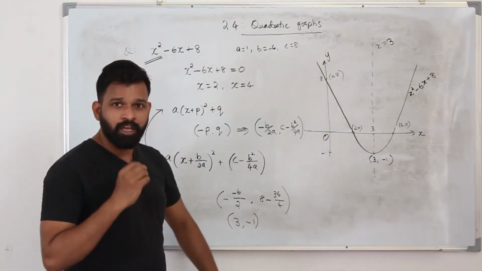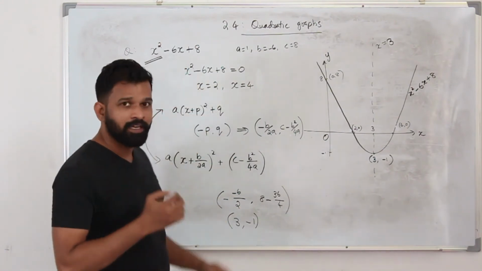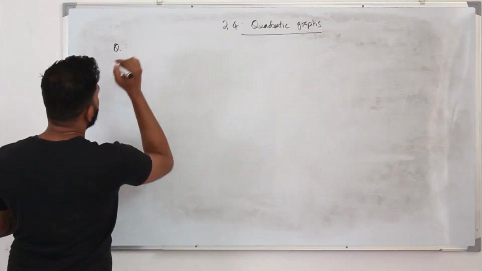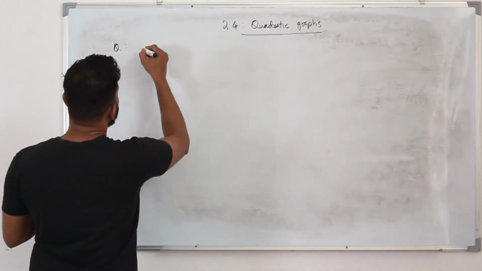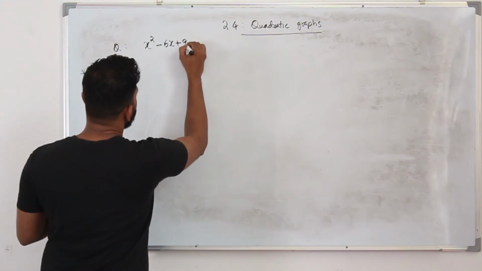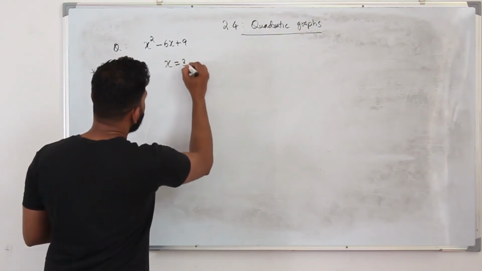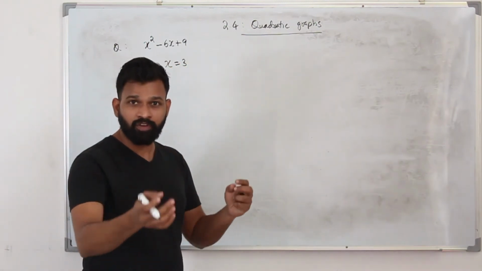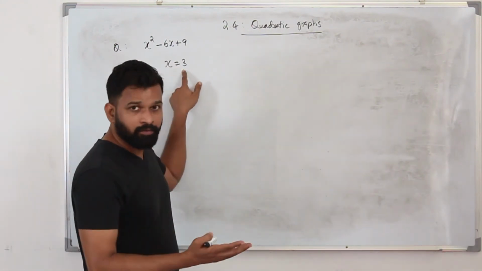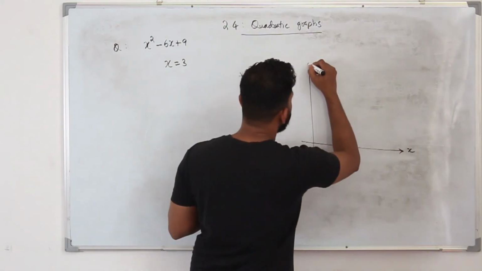Okay, again, when you solve, the first step I ask you is to solve the equation. Sometimes you will get only one solution. For example, let's say we are given this equation, x squared minus 6x plus 9. When you try to solve this, you will get x equals 3. Some people write it as 3, 3, two solutions, but they are the same. So you got only one value. So don't get confused.